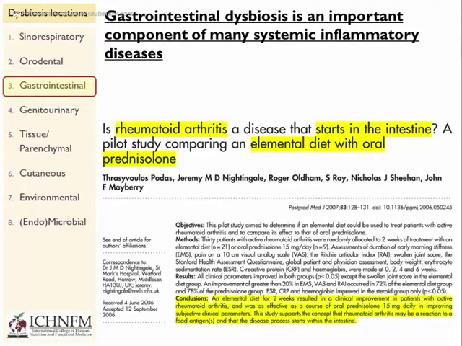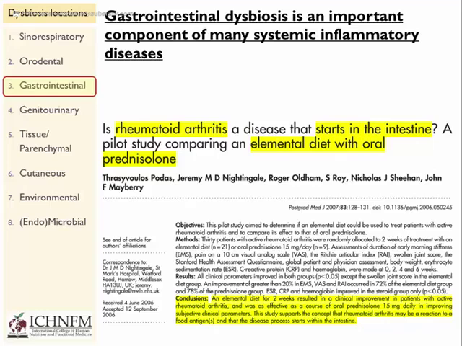This was another very impressive article from 2007, Is Rheumatoid Arthritis a Disease That Starts in the Intestine? A pilot study comparing elemental diet with oral prednisolone. What they concluded here, or perhaps I should say, it is their conclusion, it's also their interpretation. When they applied an elemental diet to these patients with early rheumatoid arthritis and found benefit, their interpretation was that the elemental diet was relatively devoid of common allergens, and therefore the improvement in these patients was due to allergen elimination.